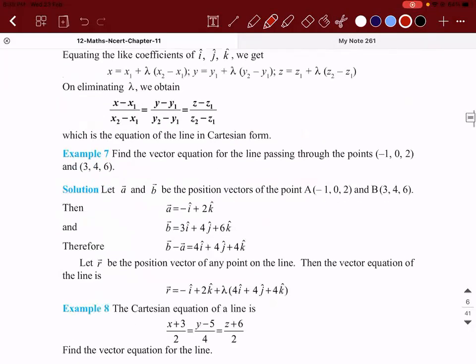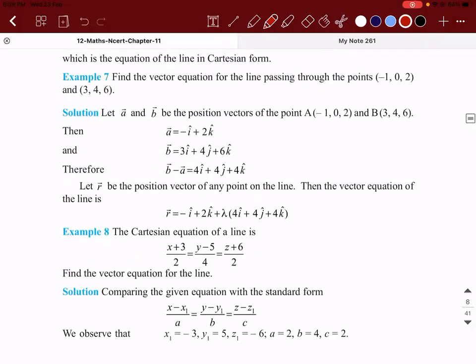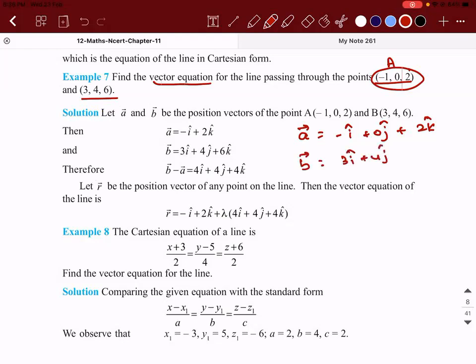Find the vector equation for the line passing through the points (-1, 0, 2) and (3, 4, 6). They're asking for the vector equation. If I take this point as A, then what is A vector? Minus i cap plus 0 j cap plus 2 k cap. Just put i cap, j cap, k cap, because it is a point with respect to the origin. Then what about B vector? It will be 3i cap plus 4j cap plus 6k cap.